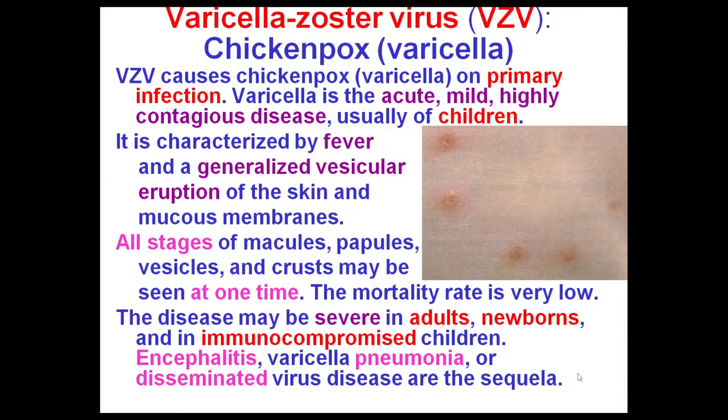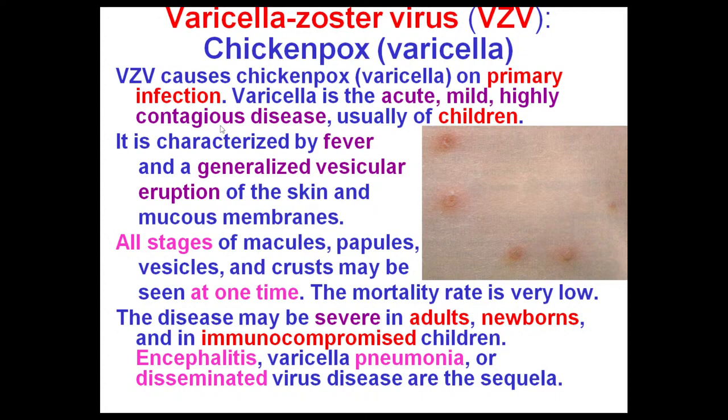A few words about chickenpox and the shingles virus, that is called varicella zoster. Two names of the virus, so two diseases. Varicella causes chickenpox, zoster causes the formation of so-called shingles. Usually, chickenpox occurs as the primary infection caused by varicella zoster virus.